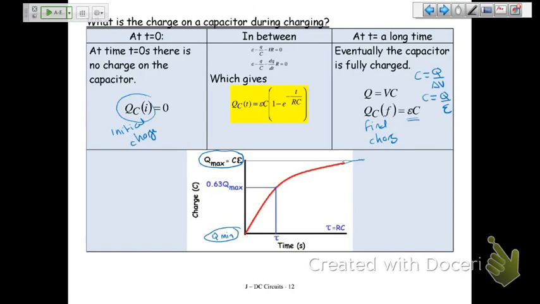If I look in between, my EMF minus the potential difference across my capacitor, Q over C, plus the potential difference across my resistor is equal to 0. So it's E minus Q over C minus IR equals 0. And if I recognize that I equals the amount of charge per second flowing, that I is equal to dQ by dt, I get E minus Q over C minus dQ by dt times R equals 0.